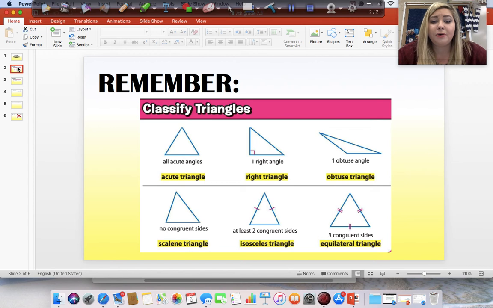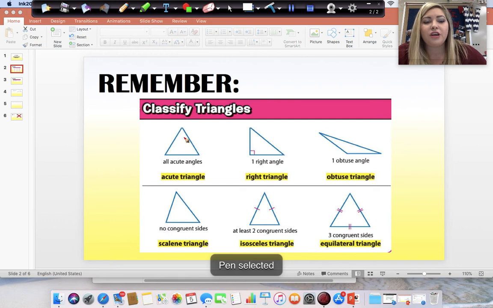So this is in your book, but I still want you to draw these and write them down in your notes because these are going to be helpful to you in doing all of your homework for these lessons. An acute triangle has all acute angles. A right triangle has a right angle, and an obtuse triangle has an obtuse angle.